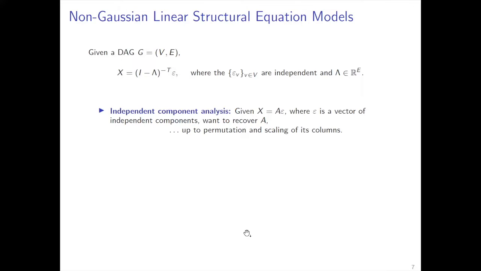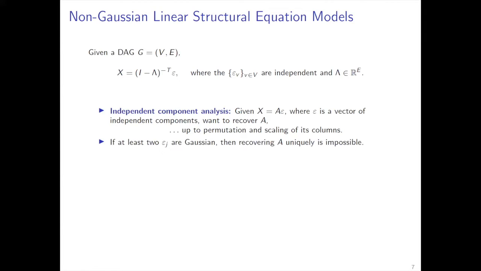So there's a field called independent component analysis, where they study the following problem. Given that you have a random vector x, which is matrix A times epsilon, and epsilon is a vector of independent components, you want to recover A. So this is exactly the same. And of course, you can only hope to recover A up to permutation of its columns, because if you permute some columns, then you're permuting the entries of the vector epsilon, and so you can't really learn that. And then you can also scale the columns. If you scale a column, you're scaling the corresponding entry in epsilon. So you can learn A up to permutation and scaling of its columns.